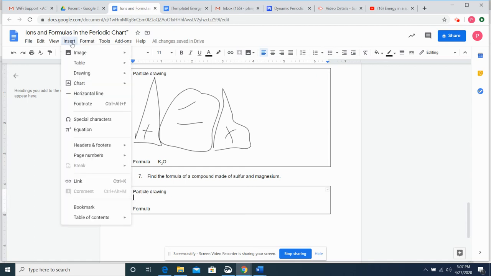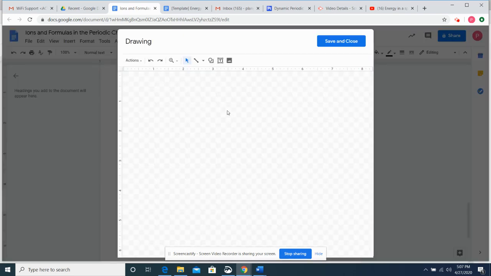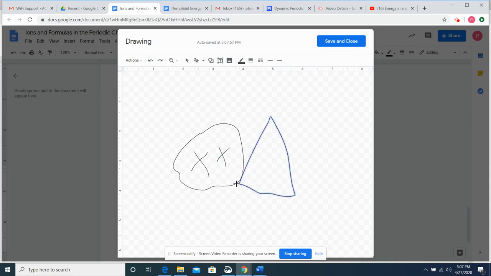So I go up into Insert, go up into Drawing, go to New, and I'm supposed to make a magnesium sulfur compound. So I'm going to make magnesium as the circle. Magnesium was a +2, so I'm going to draw that. Then the sulfur. Whoops, I don't like that. I want to make that as another shape. So sulfur, there it is. Now we know that sulfur is a -2, so I draw on those.